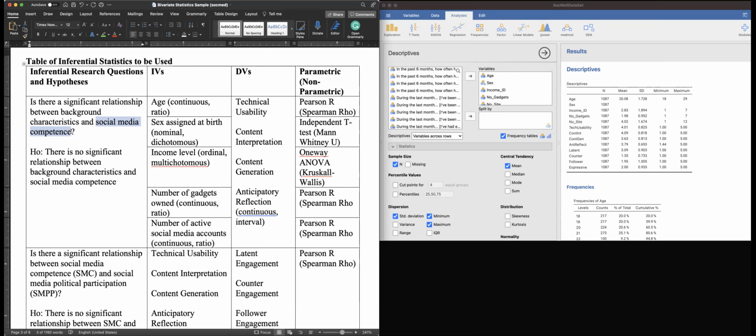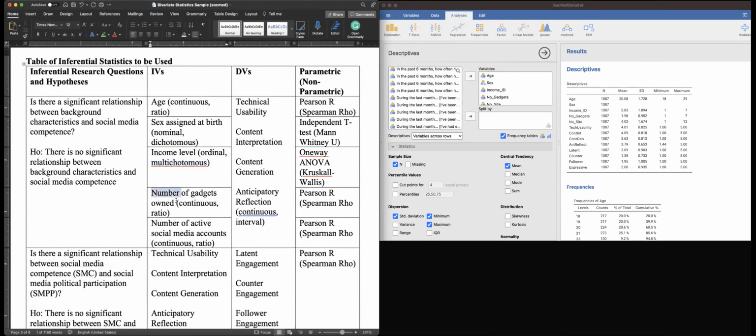All right. So, for example, these are my IV. So you have age, sex assigned at birth, income level, number of gadgets, number of active social media accounts. So again, what you do have to do first is to identify what type of variable they are in terms of scales of measurement. So age is continuous and its ratio. Sex assigned at birth is nominal and dichotomous, meaning it only has two categories. Income level is ordinal and multichotomous, or like more than 3 groups. So particularly we used here the 7 groups of NEDA.